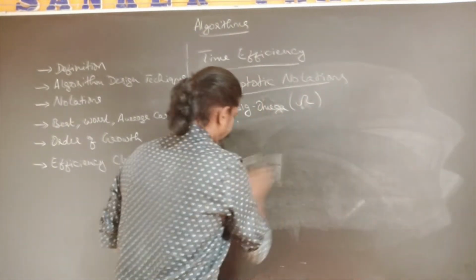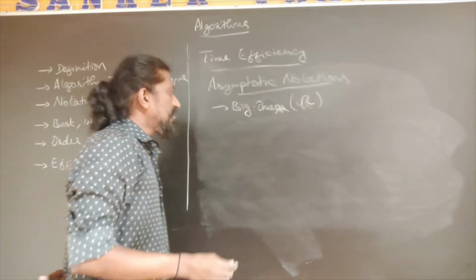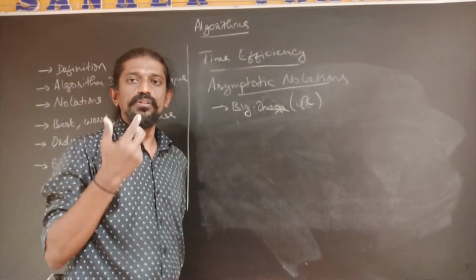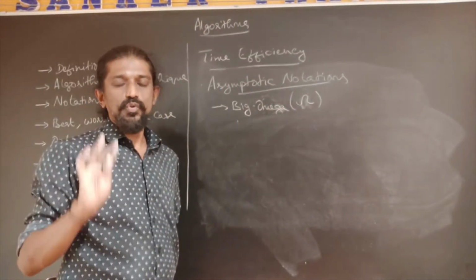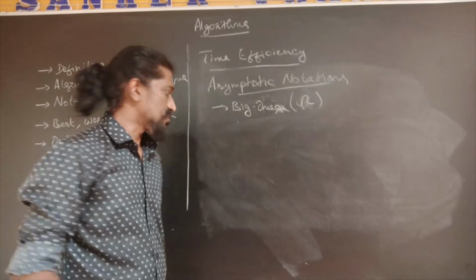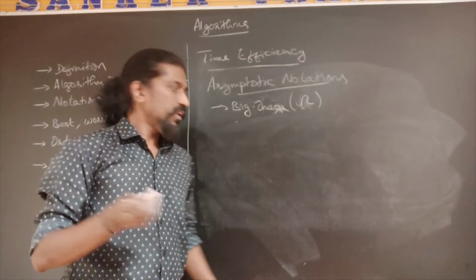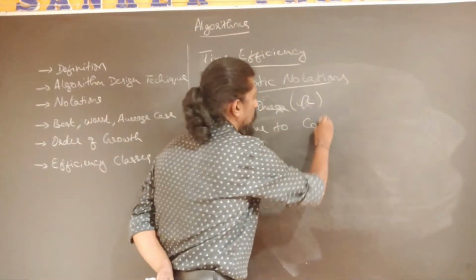So, what is the simple example that we take? Let us take a very general example, a general problem for which we are going to design an algorithm, and we are going to tell it in terms of these notations, O, omega, theta notations. Let us assume we have a problem of going from home to college.